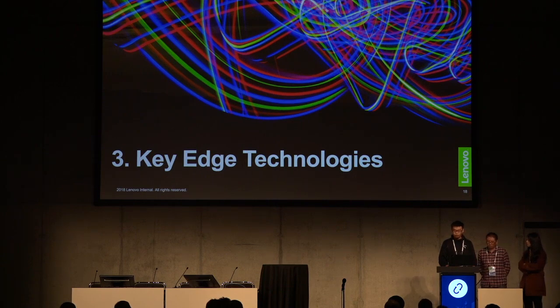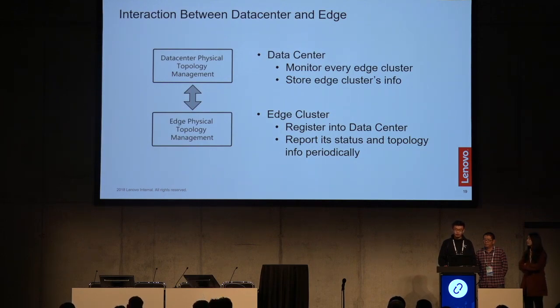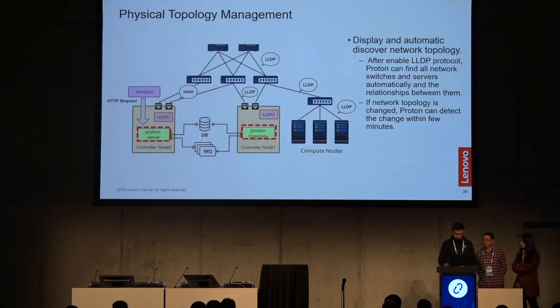First, let me show you our physical topology management project. Both in the data center and on the edge side, we can manage our physical topology. At the beginning of the physical topology management in edge, it will be registered to the data center as an edge cluster. The data center will store edge cluster information such as clusters, switches, servers, and links. One data center can own several edge clusters, and every edge cluster will report its status to the data center.